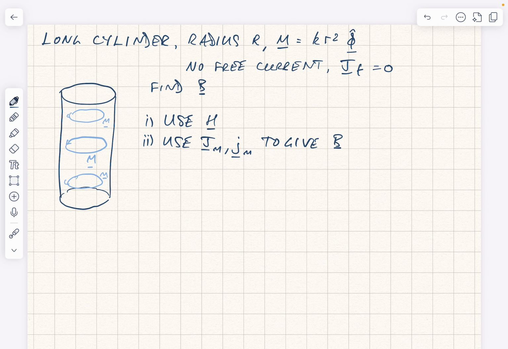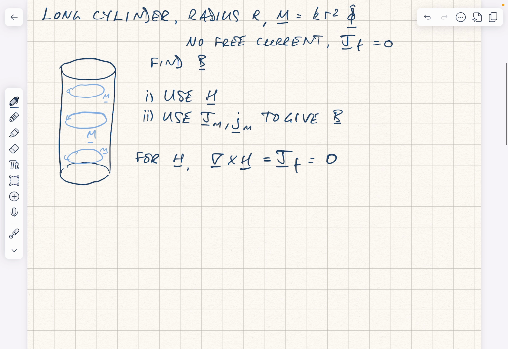So let's think first of all about H. For H, we're going to use Ampere's law, so we're going to have that the curl of H is given by J free, which of course is just equal to 0. Now we're going to convert that into the integral form, and we're going to do a surface integral. So let me draw our surface up here. Actually, I'm just going to remove one of these little m's here so that I can draw the surface. So the surface is going to be inside the cylinder, at least initially.